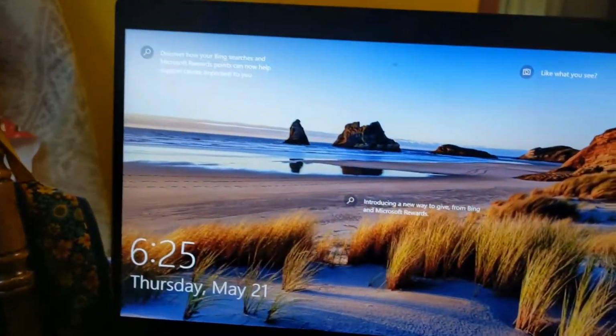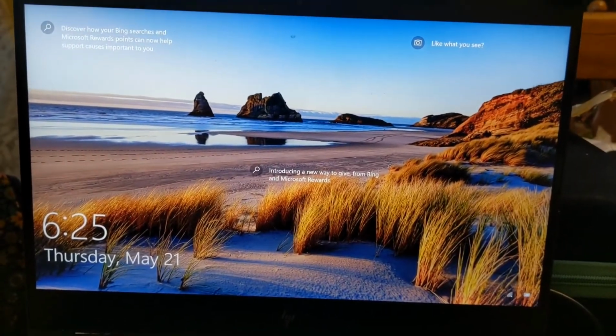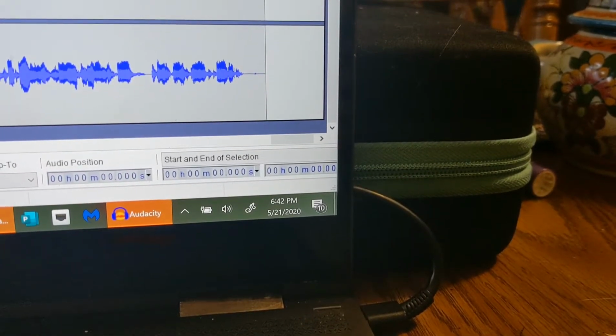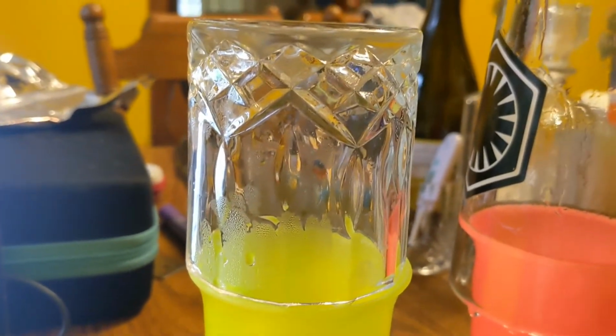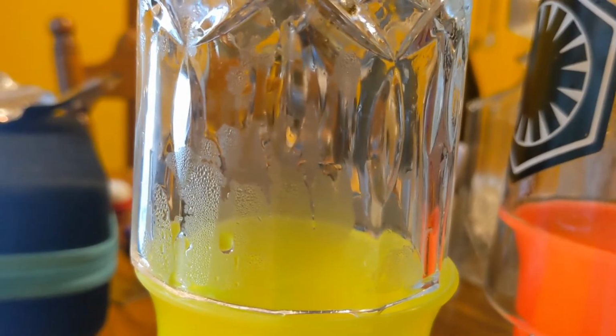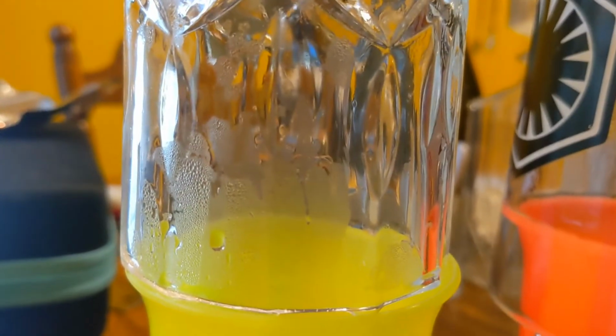So right now it is 6:25. We'll be back in a few minutes and we'll see what happens. All right, it is 6:42 and we're back. I can see that water has formed inside of the cup, which represents the smaller or shorter atmosphere. Okay, this is the atmosphere that's not very high up.